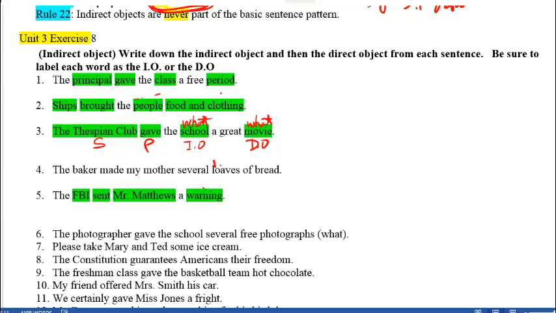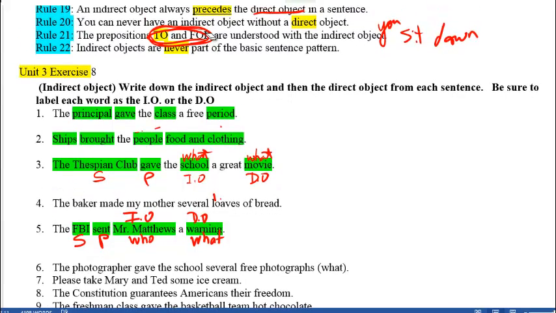Alright, final example. The FBI sent Mr. Matthews a warning. FBI is the subject. Sent is the predicate. Mr. Matthews is who. Warning is a what. Again, the indirect object precedes the direct object. So this is the indirect object, this is the direct object. And you can test it by inserting a form of to or for. So in this one, the FBI sent to Mr. Matthews a warning, and it still makes sense because the to or for are understood to be there. The Thespian Club gave to the school a great movie.